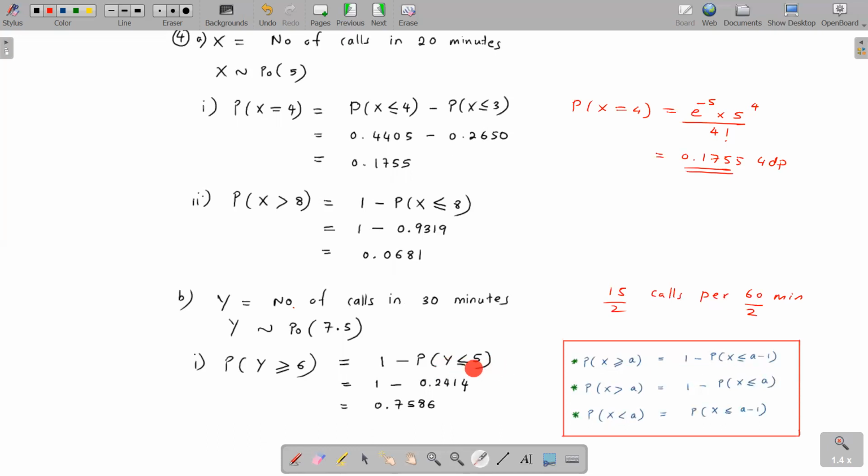So Y less than or equal to 5, again, what do you do to get this probability? Go to the Poisson cumulative distribution, go to the lambda value of 7.5 column and go to sample x value 5 and you will get this value of 0.2414. Subtract and you get 0.7586.